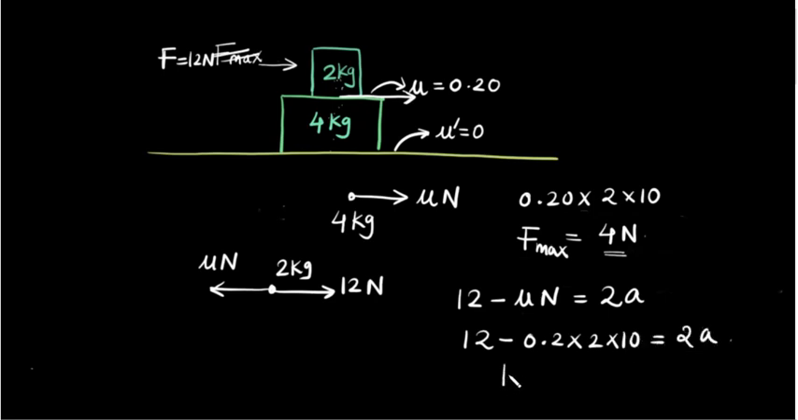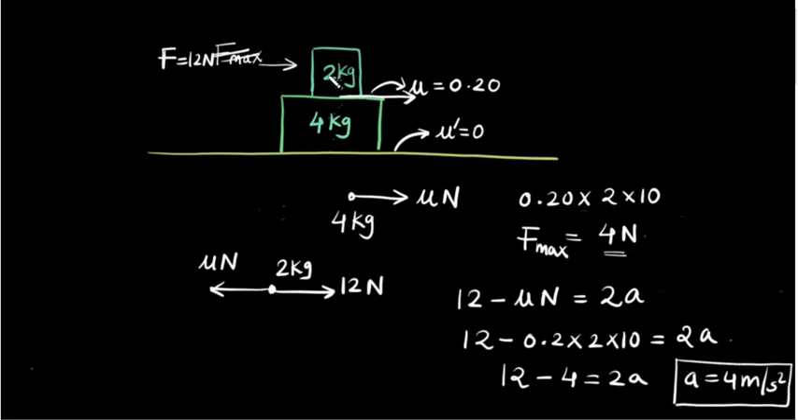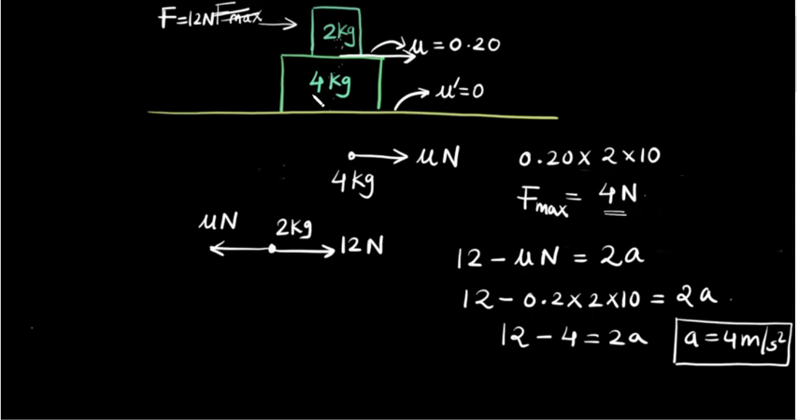So the acceleration will be how much? 12 minus 4 is equal to 2a. So 12 minus 4 is 8, so a is 4 meters per second squared. So the acceleration of the block on the top, that is the 2 kg block, is 4 meters per second squared. Now let's look at the acceleration of the 4 kg block.